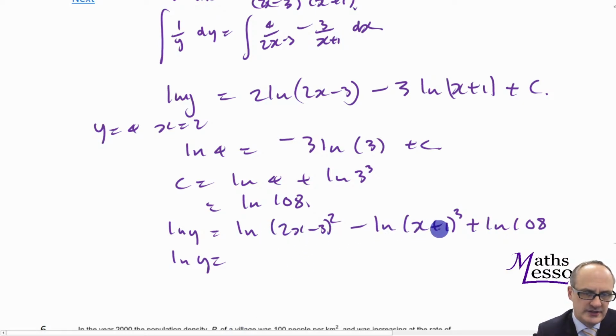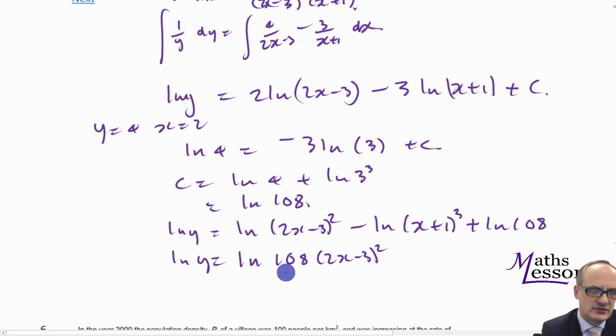So I'm going to divide by this because I've got a minus. I'm going to times by the 108 because I've got a plus. Those are your natural log laws. If you don't know those natural log laws, then you need to go away and find the right chapter in the book on natural log laws and practice those. And I'm going to divide by the x plus 1 cubed, because there's a minus there. I'm timesing by the 108 because I've got a plus here.